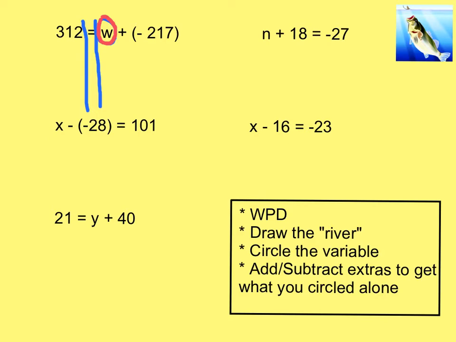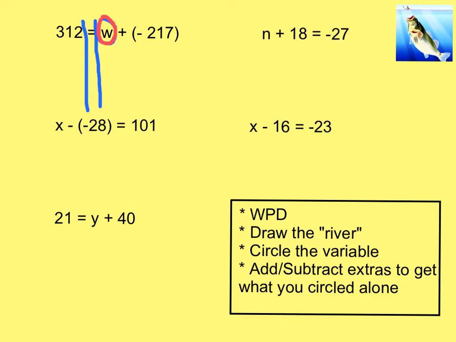Now this one's written a little bit differently. If you notice on the right-hand side it says w plus negative 217. Remember that adding negatives is really the same thing as subtraction. So we are going to need to do the opposite of subtraction for this one, and that would be addition.